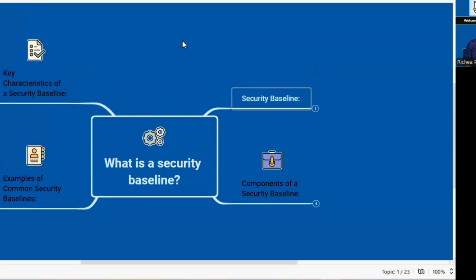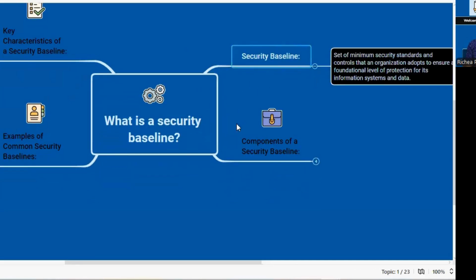Before we are able to establish a security baseline, not only a baseline but an effective, applicable security baseline within your organization or business, it's very important that we understand what it is that we are talking about, what we are referring to when we make mention of a security baseline.